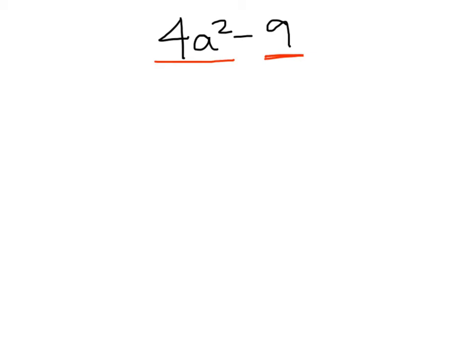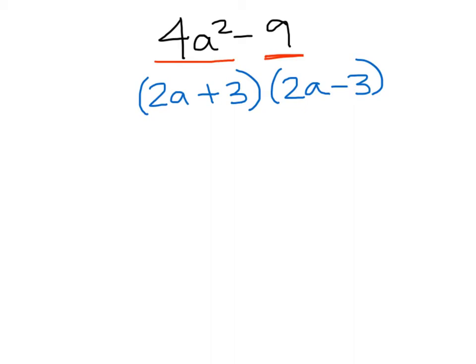So now to factor this, now that we've recognized it as being the difference of squares, it factors into two binomials. The first one is the square root of the first, 2a. So we took the square root of the number and we took the square root of the variable term, 2a, plus the square root of the second, 3, times 2a minus 3.